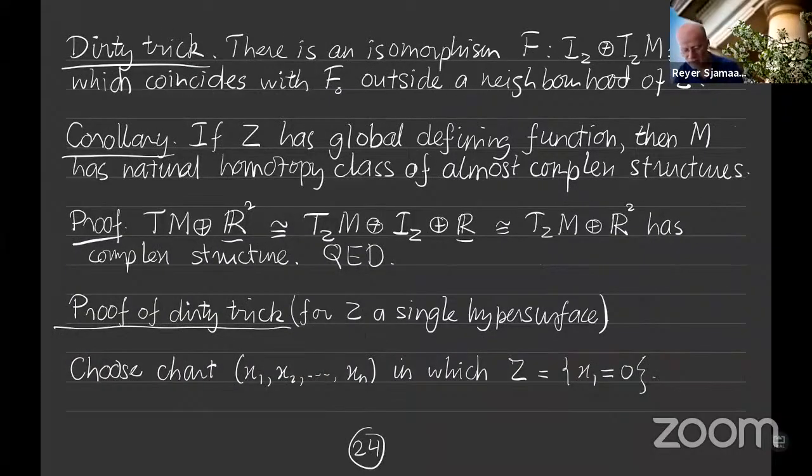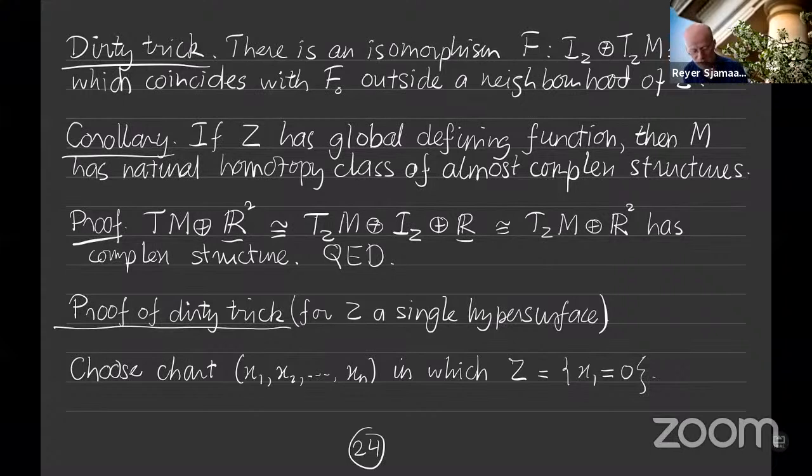So here's the trick. You can perturb this map on the hypersurface to an isomorphism, a global isomorphism, which coincides with that original bundle map outside the small neighborhood of the divisor. That gives you something nice, because that means if your hypersurface has a global defining function, then your manifold has a natural homotopy class of almost complex structures.